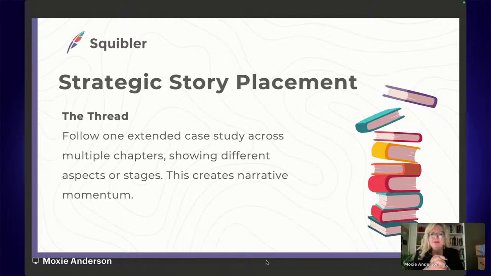Another thing that you can attempt throughout your book is the thread. You might follow one extended case study, such as the example in the Olay book, where you follow a case study across multiple chapters, showing different aspects or stages. And this creates narrative momentum.